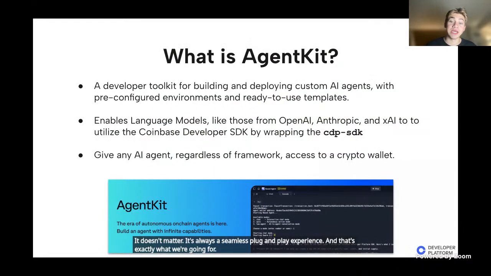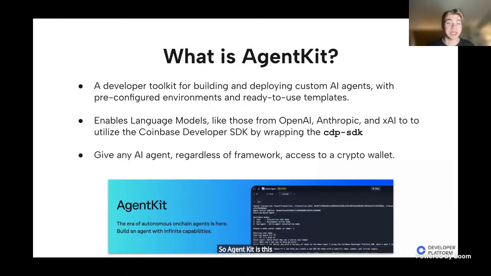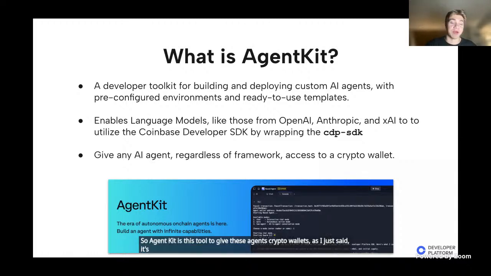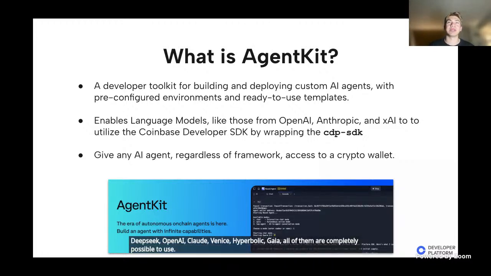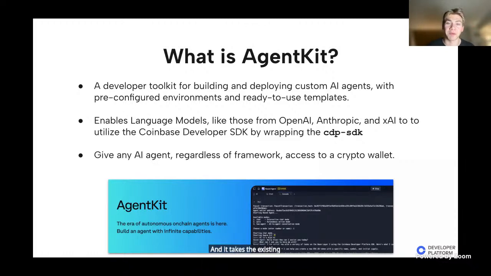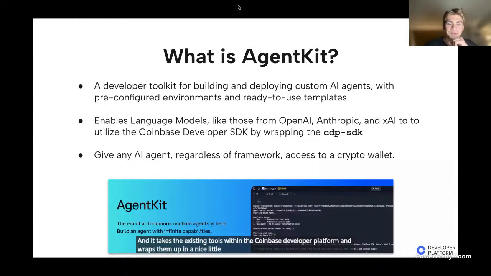So AgentKit is this tool to give these agents crypto wallets, as I just said. It's model agnostic, so you can use whatever model you want. DeepSeek, OpenAI, Claude, Venice, Hyperbolic, Gaia, all of them are completely possible to use. And it takes the existing tools within the Coinbase Developer Platform and wraps them up in a nice little way that an agent can use.